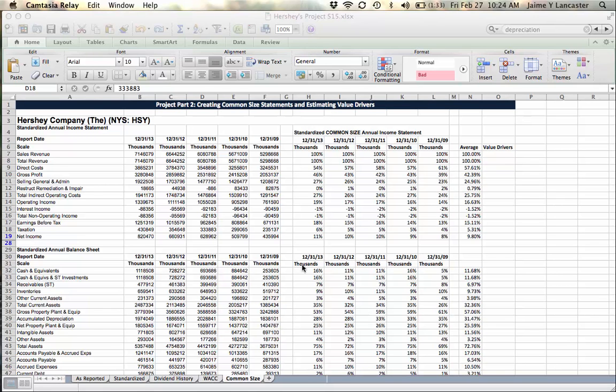Hi there. In this tutorial, we're going to make two more adjustments to our income statement before we can calculate our value drivers and work on our forecast. So there's two things I want you to notice.